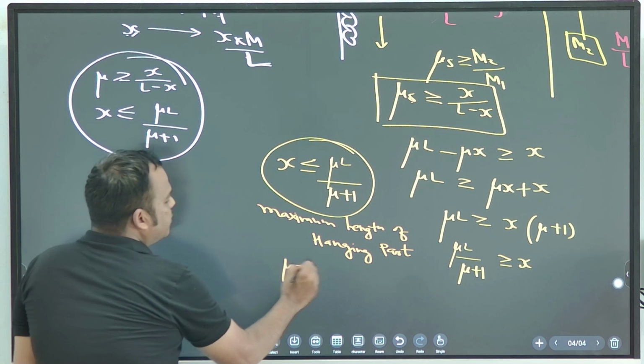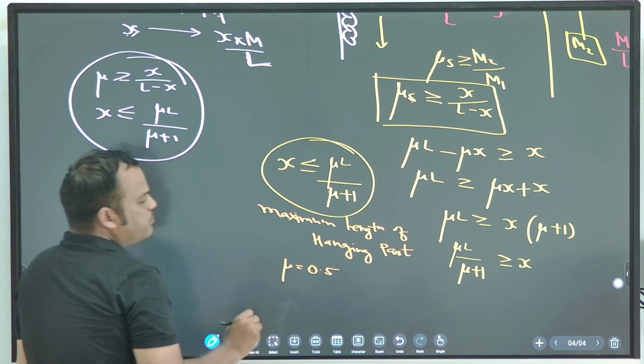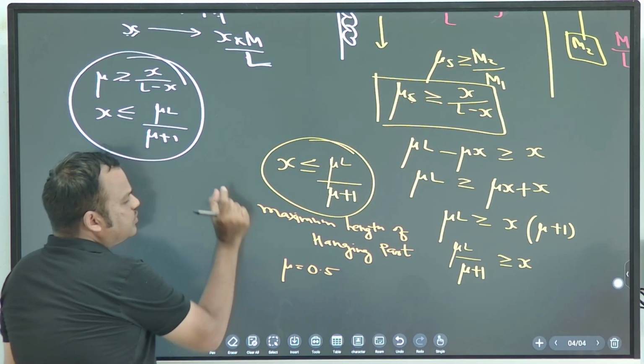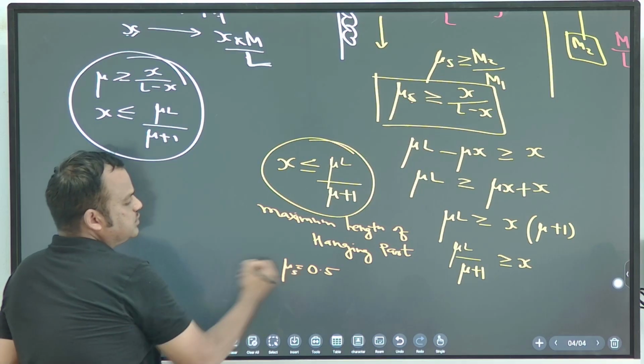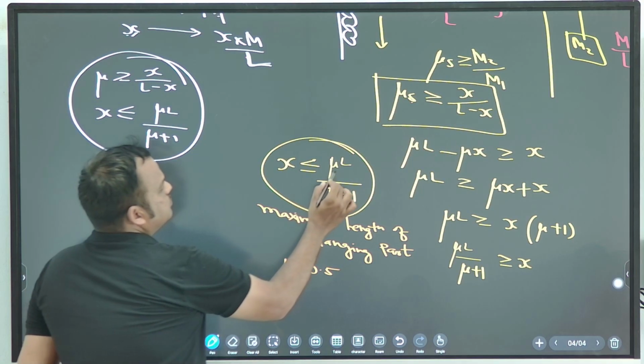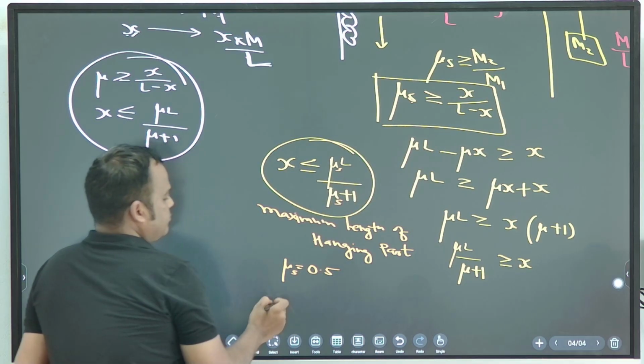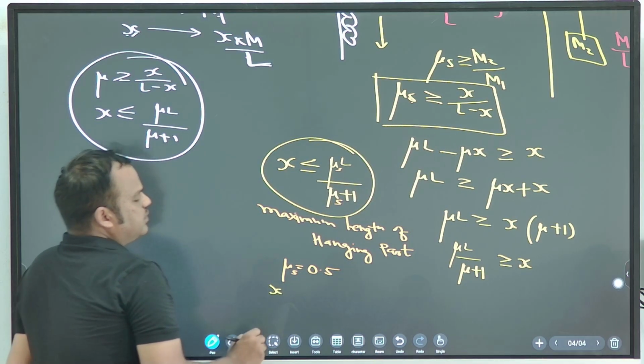Suppose mu is 0.5. Tell me, what is the maximum length it can hang? If mu s is 0.5, tell me, what is the maximum length?